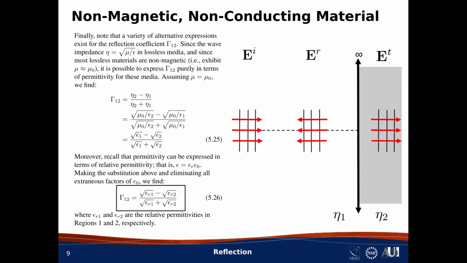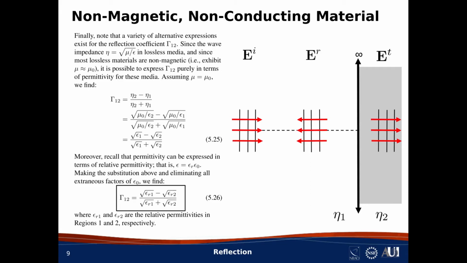Now, this is a pretty good description of many commonly encountered materials, especially materials commonly encountered in propagation problems. We're talking about materials like brick, glass, and so on. So it's useful to have an expression for the reflection coefficient that's specific to this case, since such an expression would be entirely in terms of the permittivities of the two materials. This slide shows you how to get that expression. Equation 5.25 shows you what you get after substituting the square root of mu over epsilon for eta.